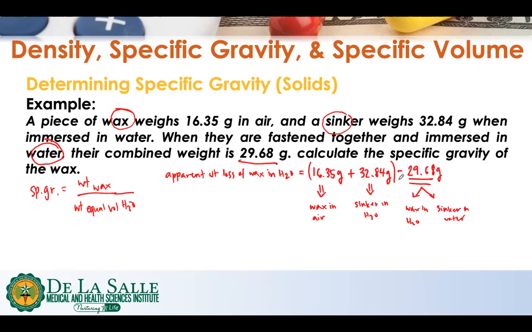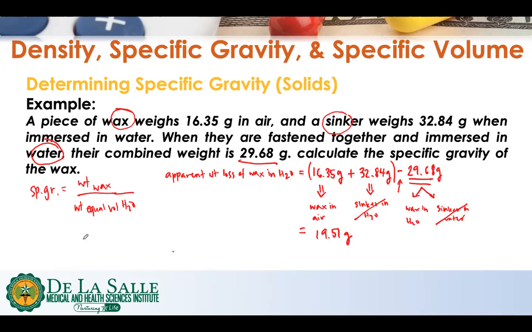And so by subtracting this amount from this sum, we are actually taking out the effect of the sinker that is fastened together with the wax. So we will now be able to get the weight of the displaced water that is only due to the wax. And that is equal to 19.51 grams. This is the weight of the water that is only due to that volume of wax that is completely immersed in it because we subtracted already the weight of the sinker in water.